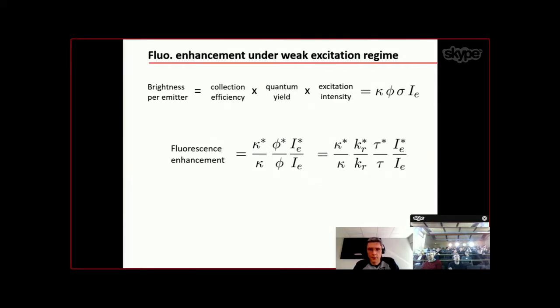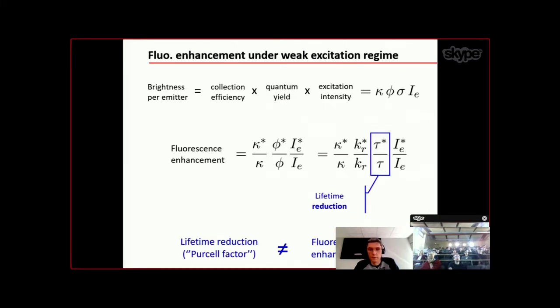I want to clarify a bit. The quantum yield, you can always write it as the radiative decay rate divided by all the other rates, and one over all the rates is just the lifetime. So if I rephrase, the quantum yield ratio is the ratio of radiative rates and the ratio of lifetimes. And here I just want to point out something about the lifetime reduction. The fact that you have a shorter lifetime of your dye in the nanophotonic device does not mean that you have more fluorescence photons.